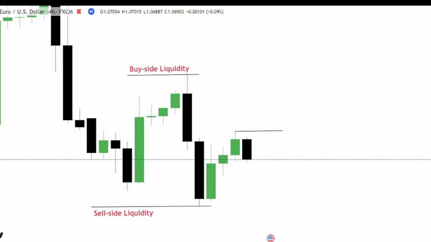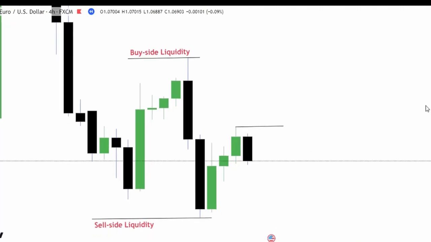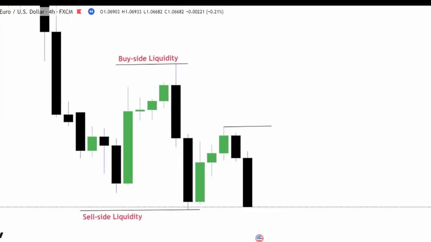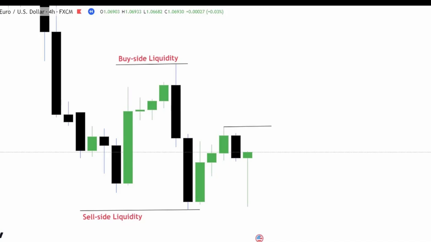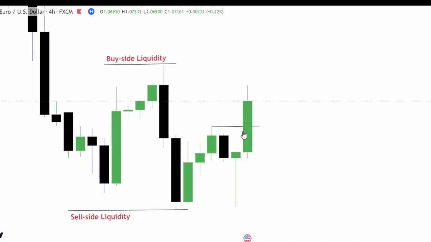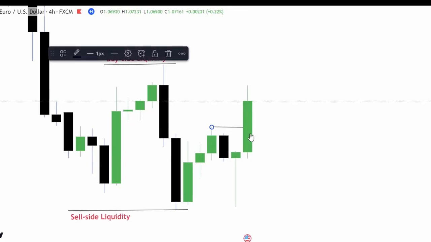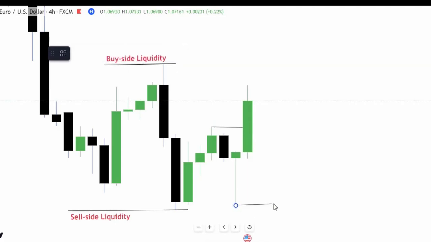This is how you can easily identify a swing point on the chart. If we continue playing, you can see this high has been taken out. This high has been taken out, and we have recently created a new swing low here. Because this low did not take out our previous swing low, we can say that this is an equal swing point, and we can easily call both of them our sell side liquidity.